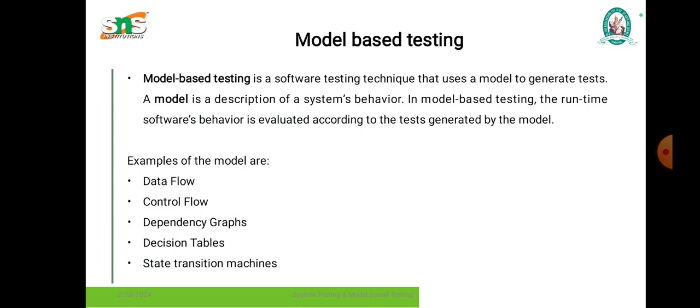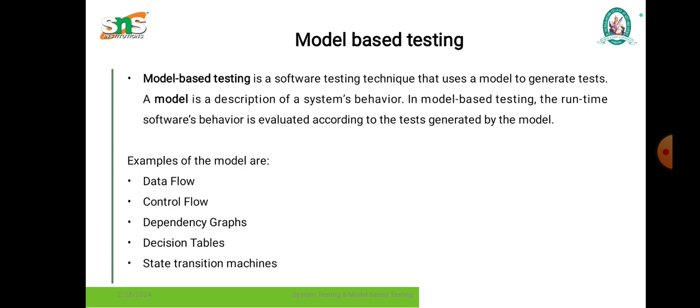And next one is model based testing. Model based testing is a software testing technique that uses a model to generate the tests. A model is a description of a system's behavior, and in the runtime the software's behavior is evaluated according to the tests generated by the model.